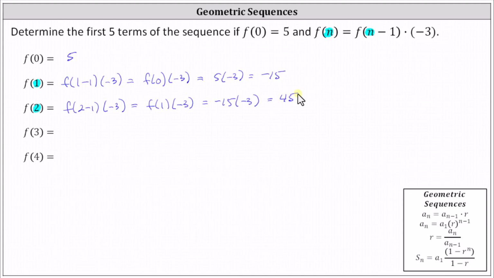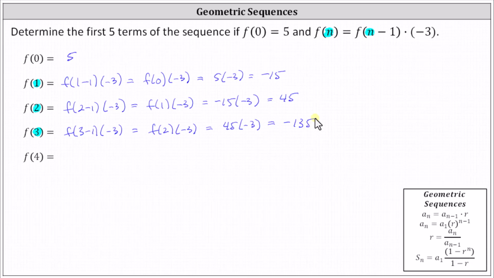Continuing this pattern, f of 3 is going to be equal to f of 2 times negative 3, which is 45 times negative 3, or negative 135. But again, let's keep showing the work. When determining f of 3, n is now 3. F of 3 equals f of the quantity 3 minus 1 times negative 3. Simplifying, f of 3 equals f of 2 times negative 3, which is 45 times negative 3, which equals negative 135.